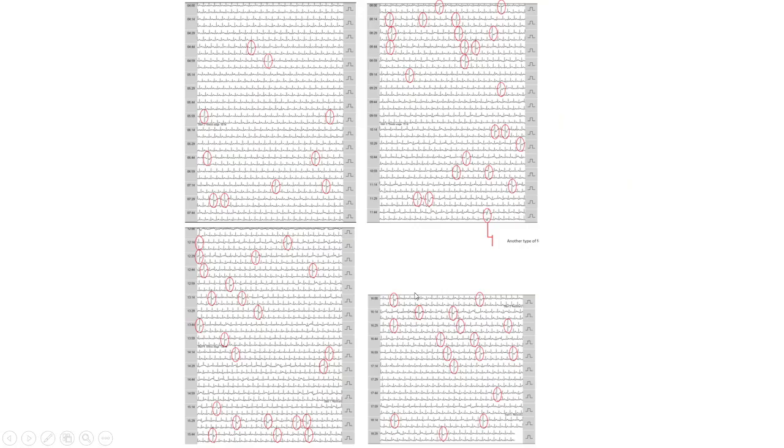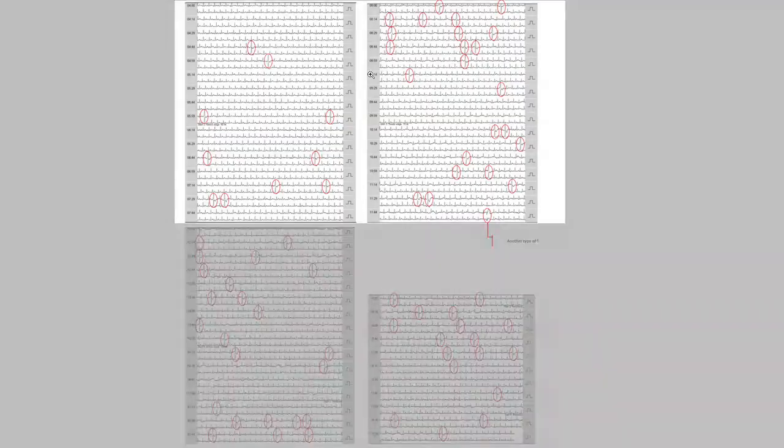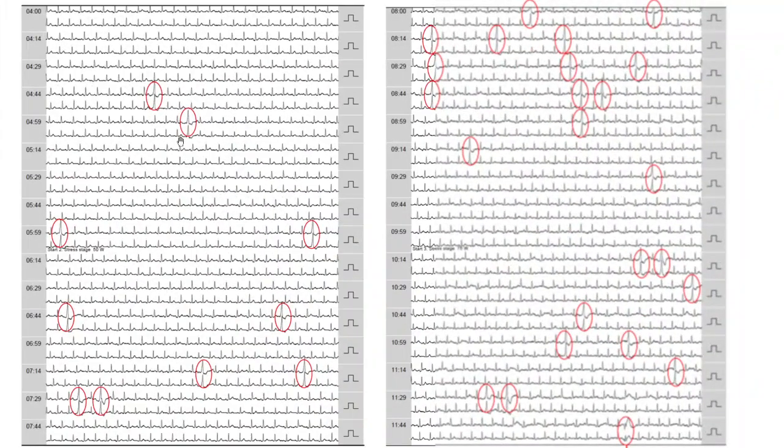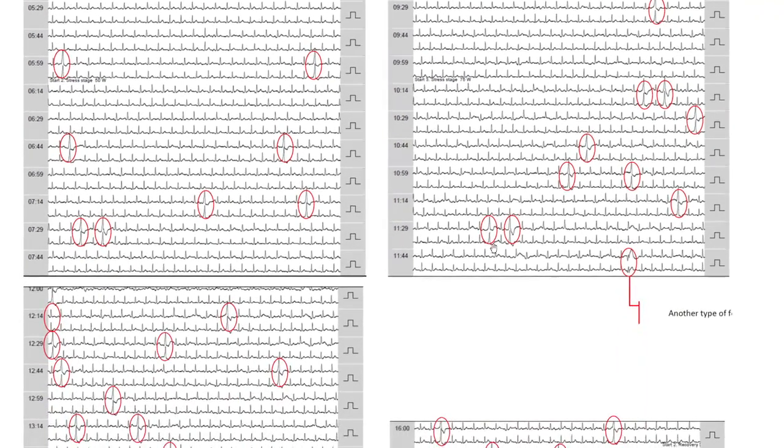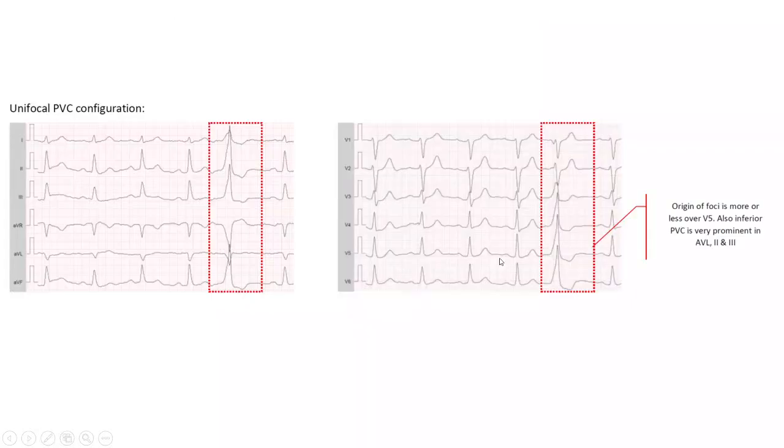What's interesting about all of these graphs is that you can also see the configuration of the PVC. Most of them look alike, which means it's the same PVC firing continuously throughout the test, which is indicative of unifocal PVCs. However, there was one PVC that did not look similar to the others, and there you can see it. So therefore you can actually say it's multifocal PVCs.